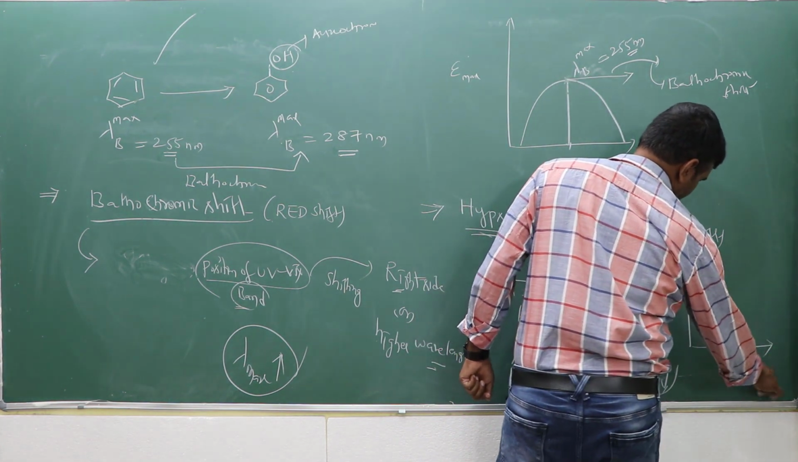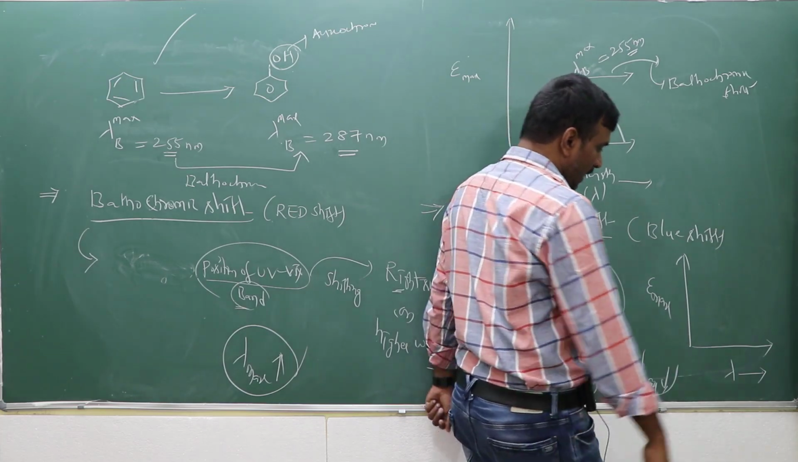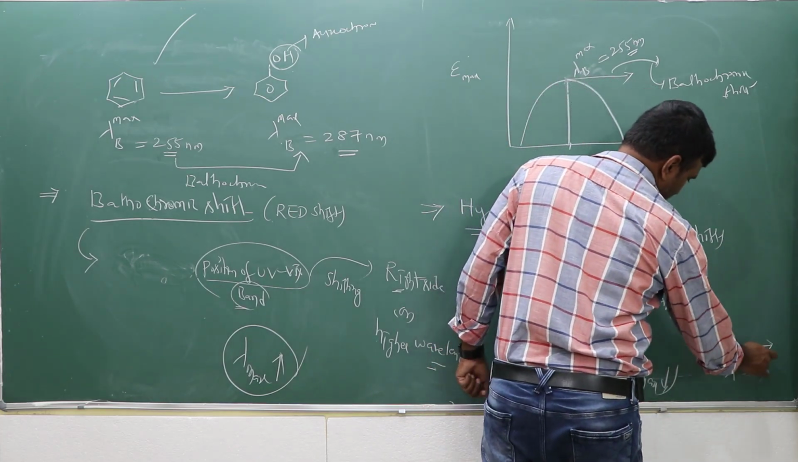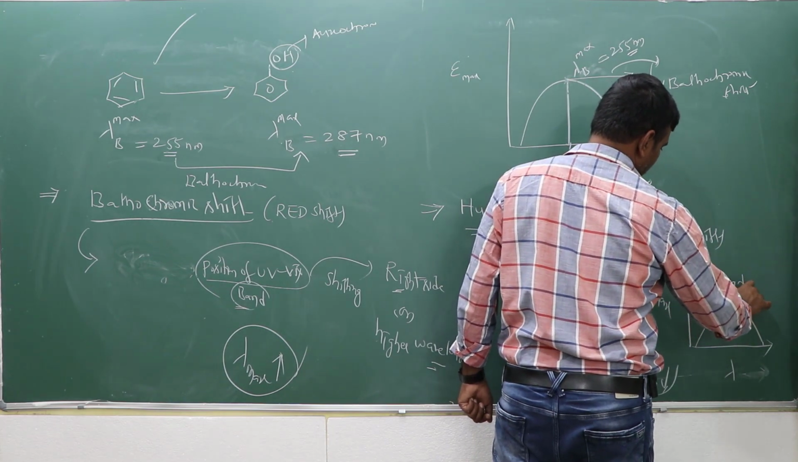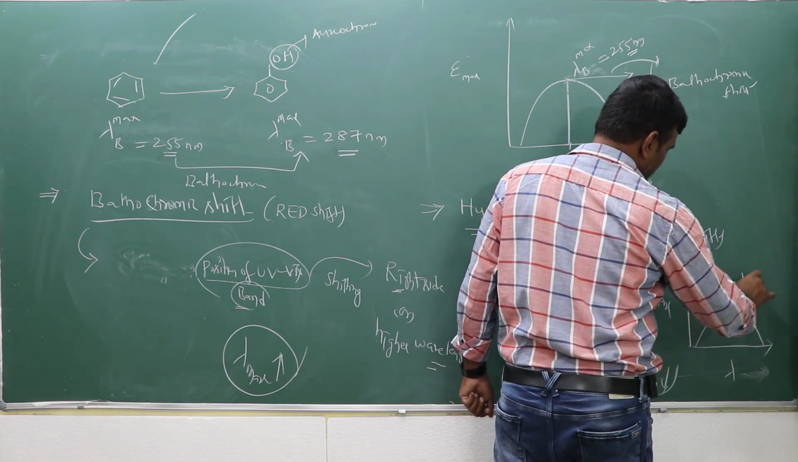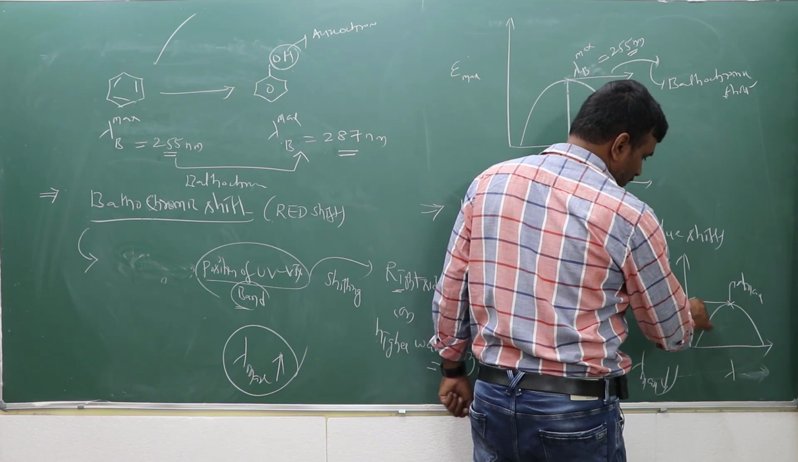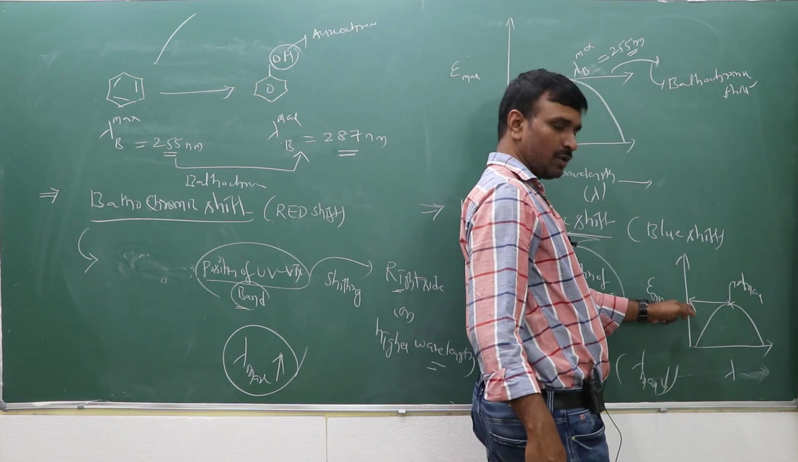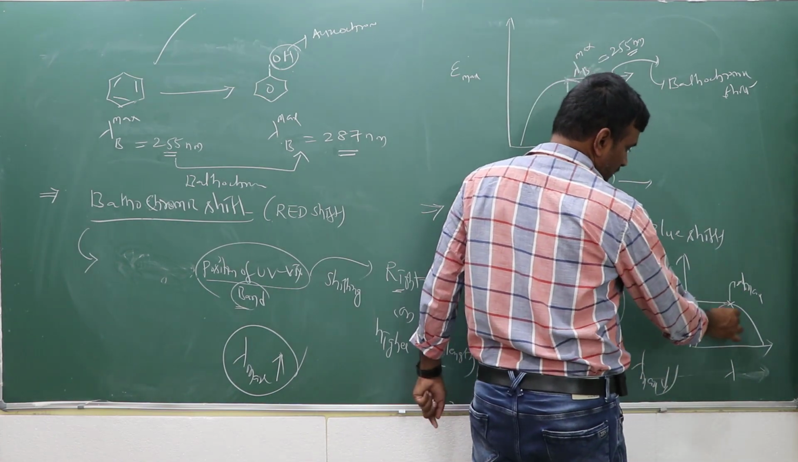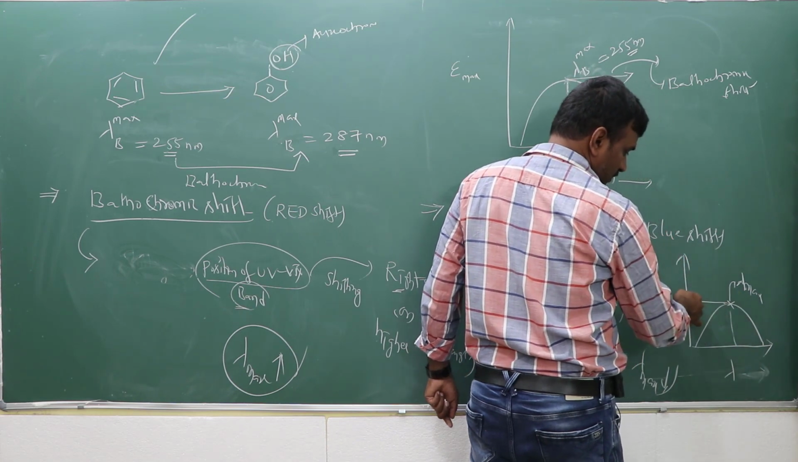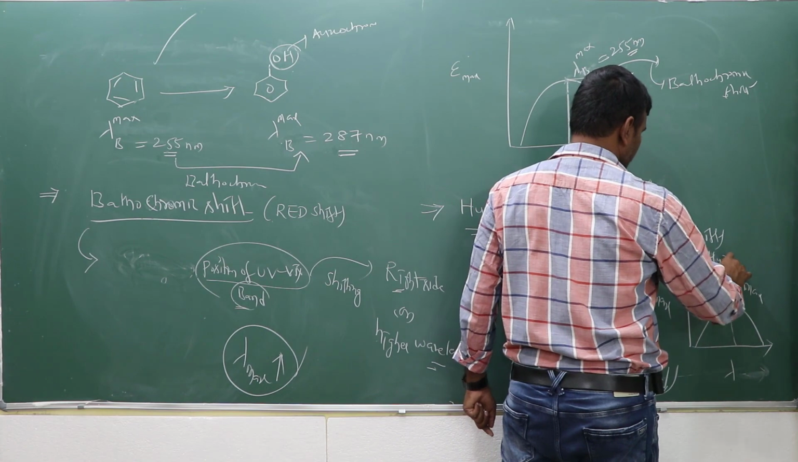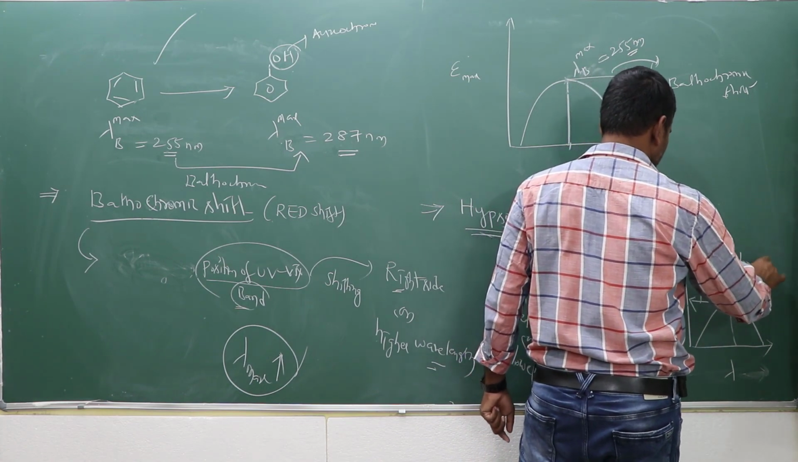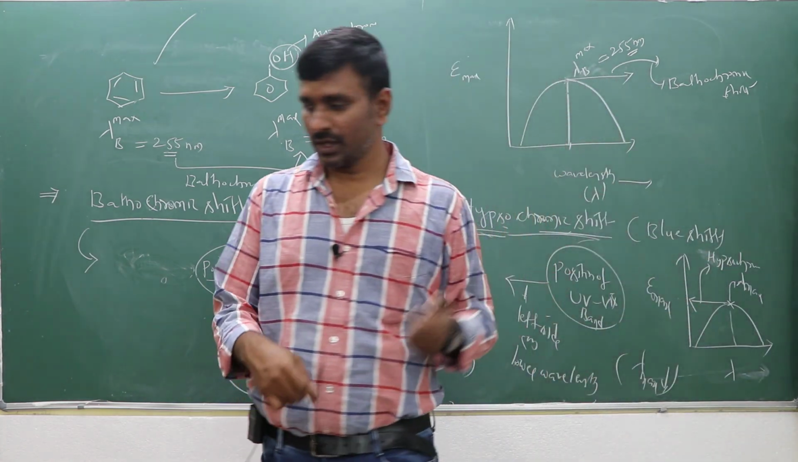Epsilon maximum is nothing but the intensity, or log 10 epsilon maximum, and this is the wavelength. Here in this direction is more. Now if there is a lambda maximum band like this, this band is shifting towards the lower wavelength side. This shift is called the hypsochromic shift, towards the lower wavelength side.